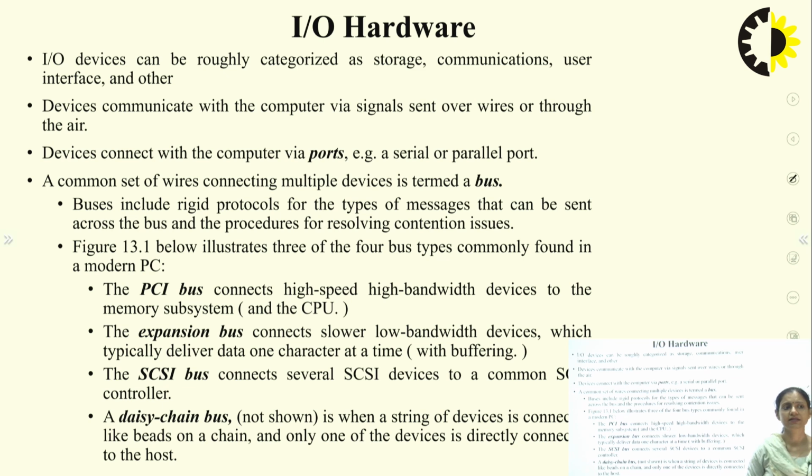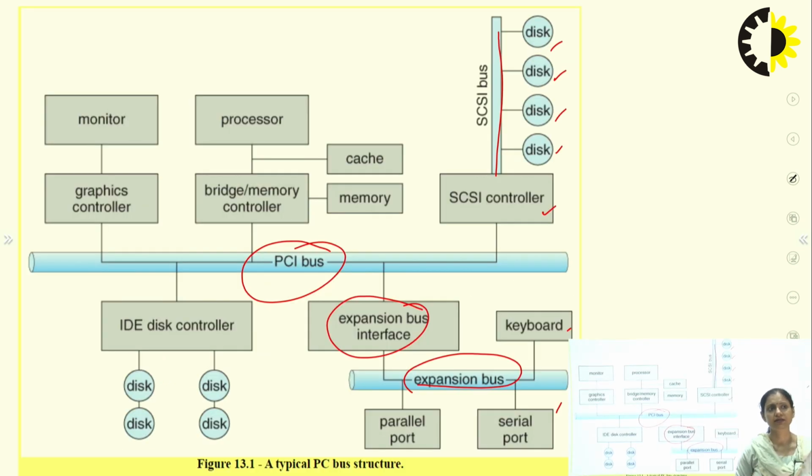The next one that we have is a daisy chain bus, in which a string of devices is connected like the beads of a chain, and only one of the devices is directly connected to the host. So these are the different types of buses which help in communicating with the different devices like cache, memory, processor, monitor, graphic controller, etc.